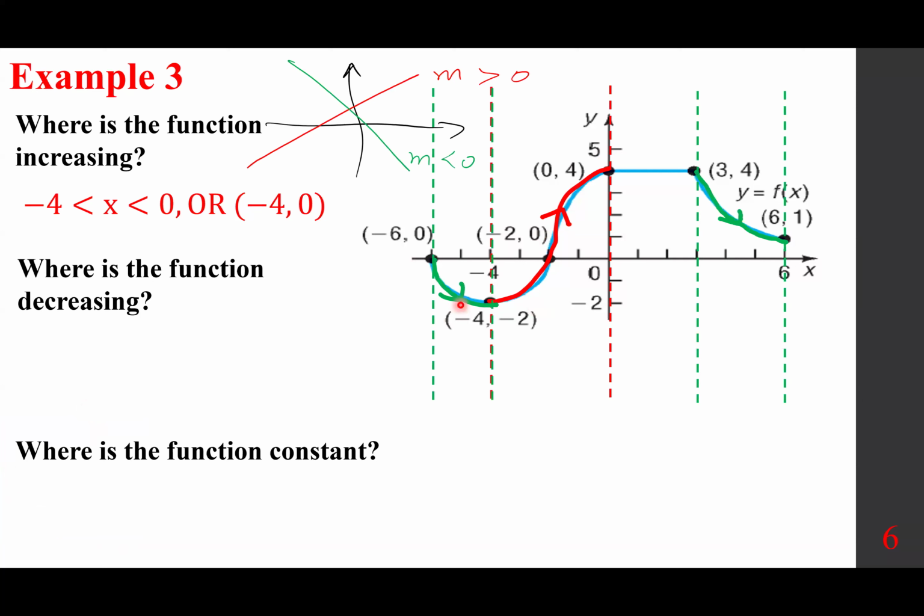So it's decreasing here from -6 to -4. This number is -4. Union from here to here, from number 3 to number 6. Parentheses, the endpoints are not included. So -6 to -4 is this part. Union 3 to 6 is this part. And finally, where is the function constant? A horizontal line. Here's the horizontal line. So from here to here, that means from 0 to 3, this portion.